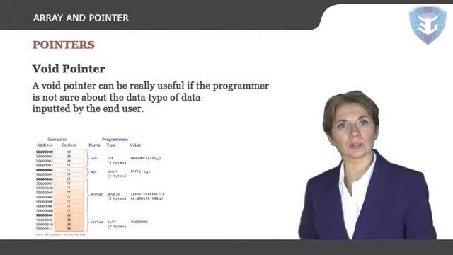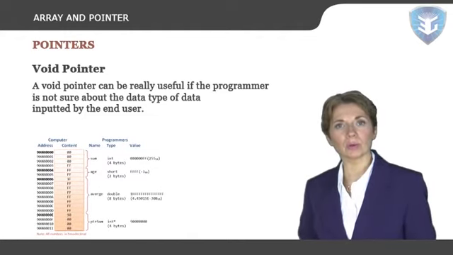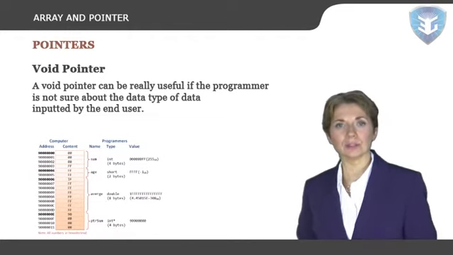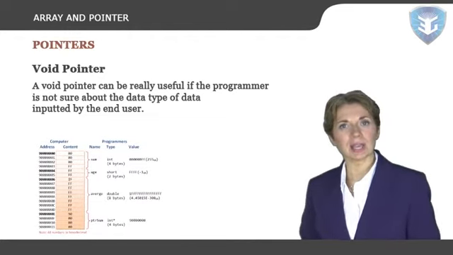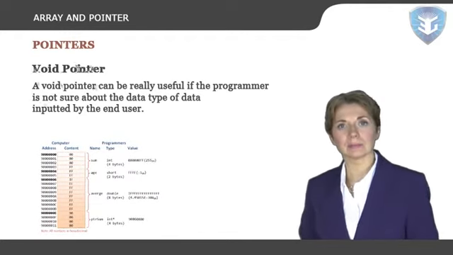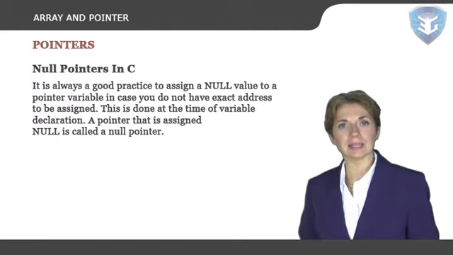A void pointer can be really useful if the programmer is not sure about the data type inputted by the end user. In such a case, the programmer can use a void pointer to point to the location of the unknown data type. Null pointers in C.